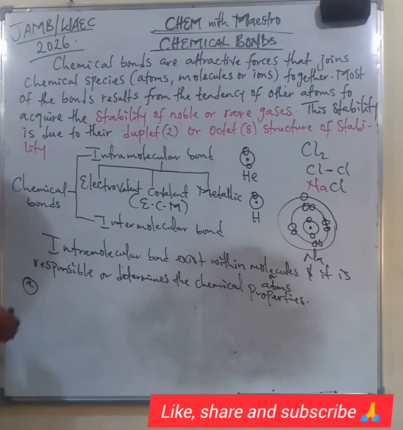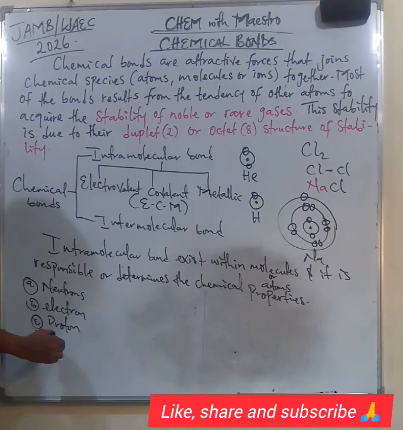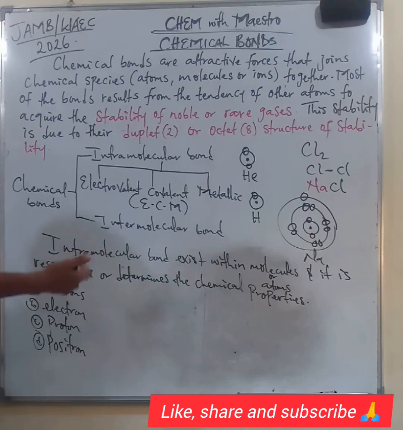A, we have neutrons. B, we have electron. C, we have proton. And then in option D, there was one other option like that. Let's just say positron. Now this was a WAEC question in 2017. They said which of the following determines the chemical properties of atoms. Now the answer is electron.